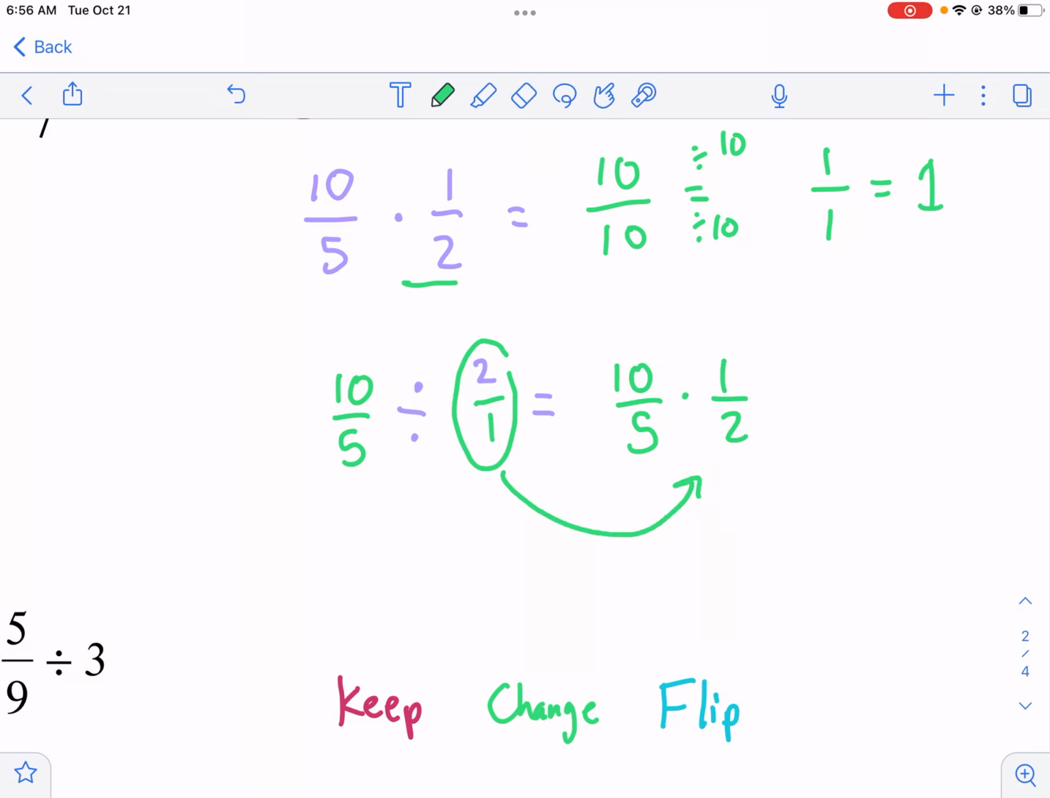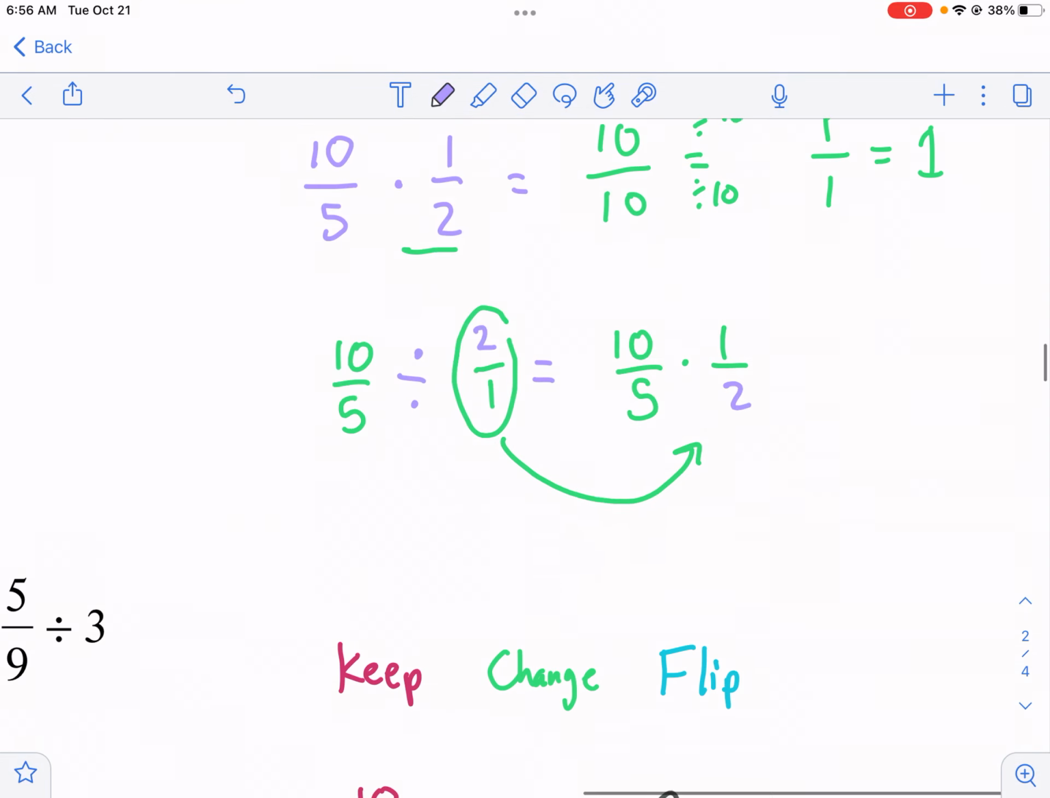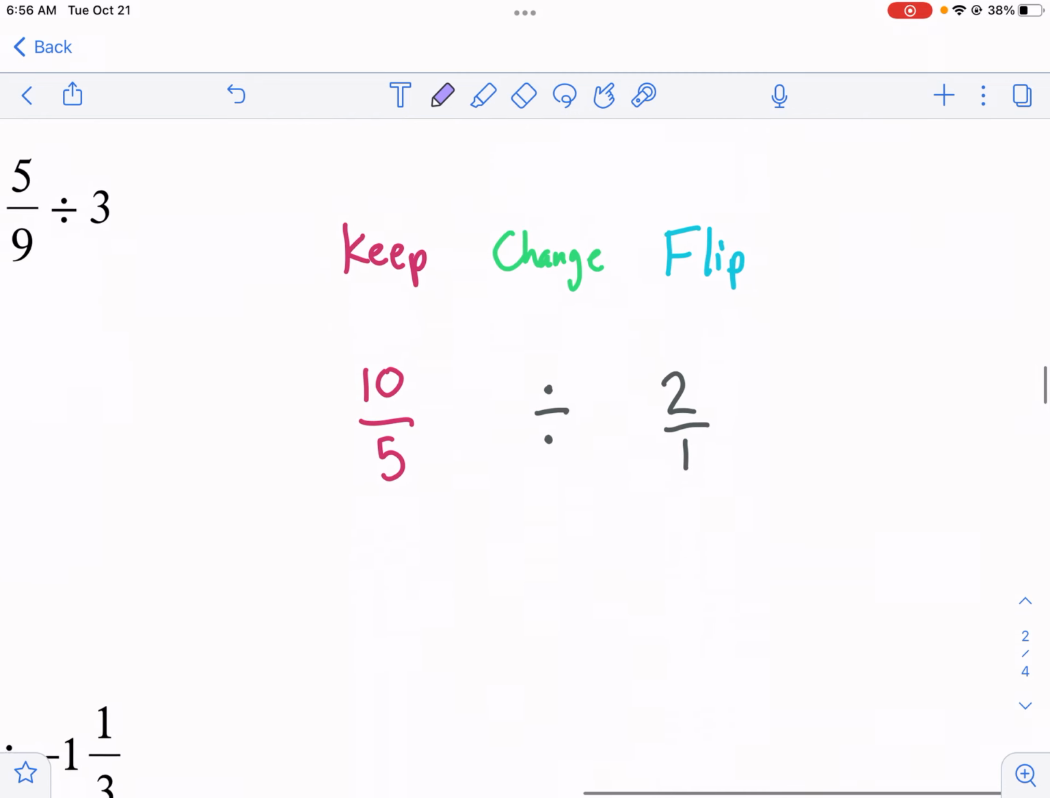You're going to see that the top is in the bottom and the bottom is in the top. So I'm going to change it to purple to make it more evident. See how it's flipped like that? And that becomes our division rule. So we're going to use keep, change, flip, or multiplying by the reciprocal. That's really what it is.